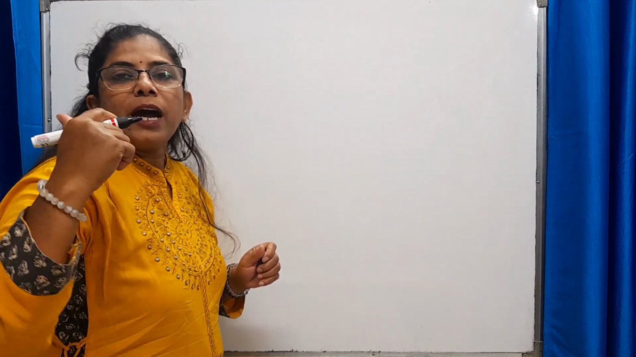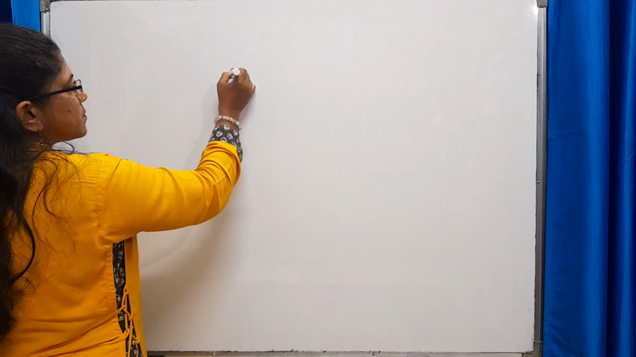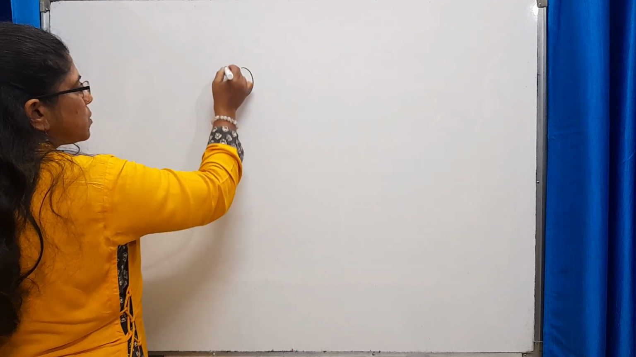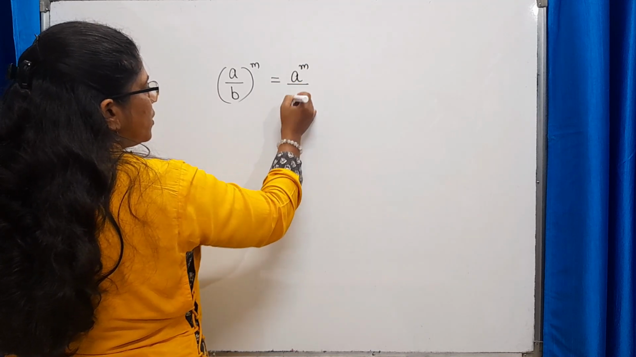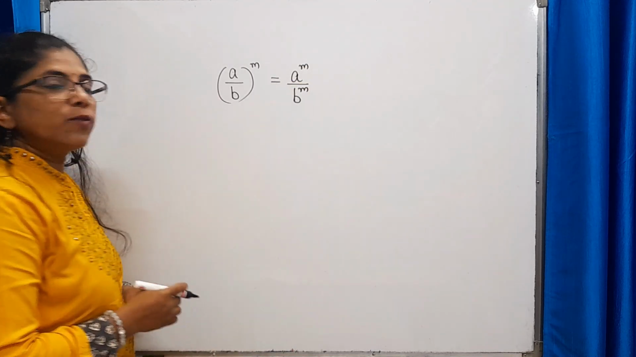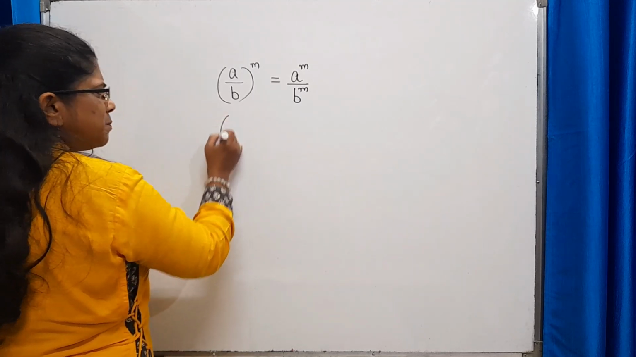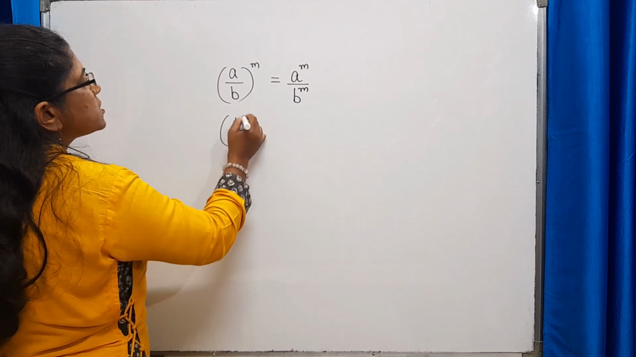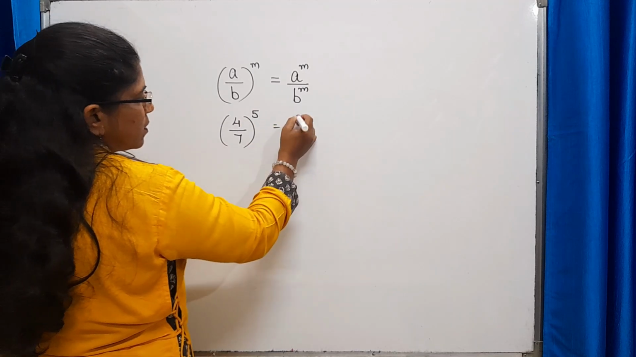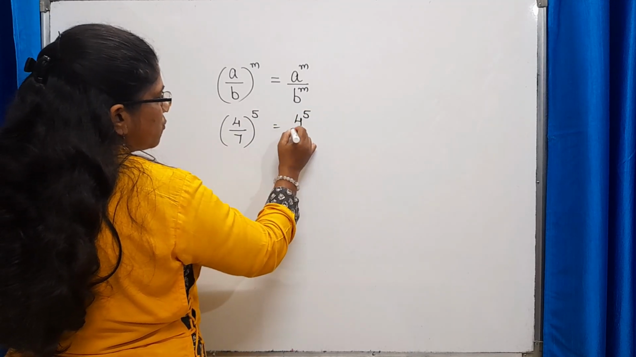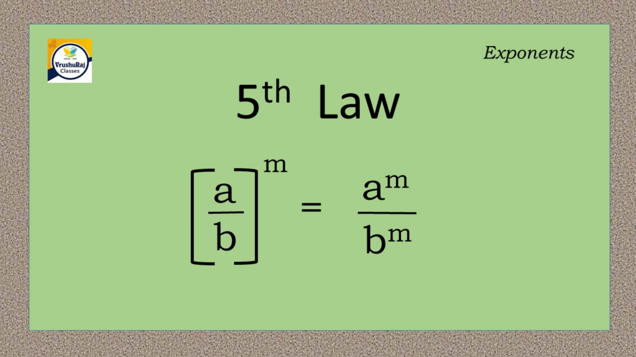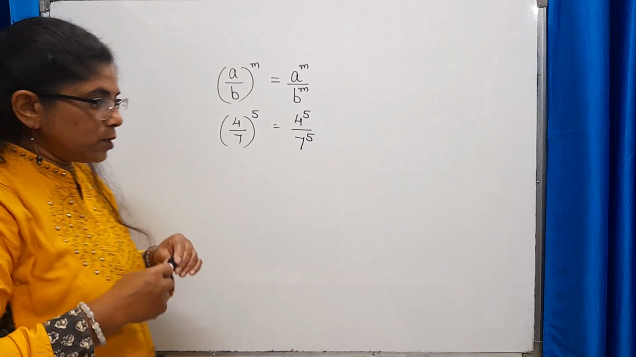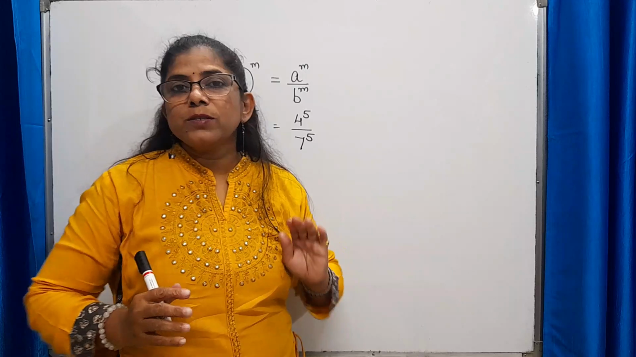Now, the last and fifth law of exponent is a upon b to the power of m, which is equal to a to the power of m upon b to the power of m. Example, simple example, 4 upon 7 to the power of 5, it is 4 to the power of 5 upon 7 to the power of 5. So, this was all about the 5 laws of exponents.